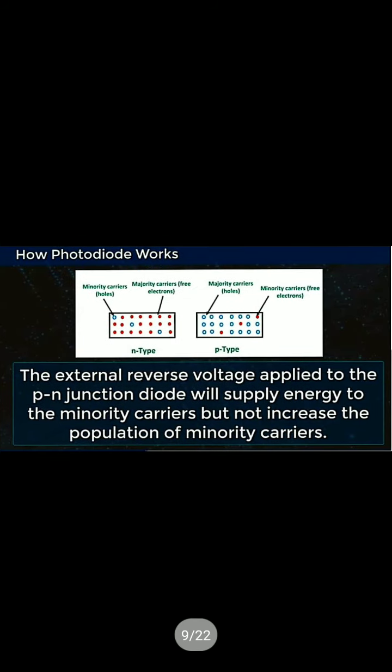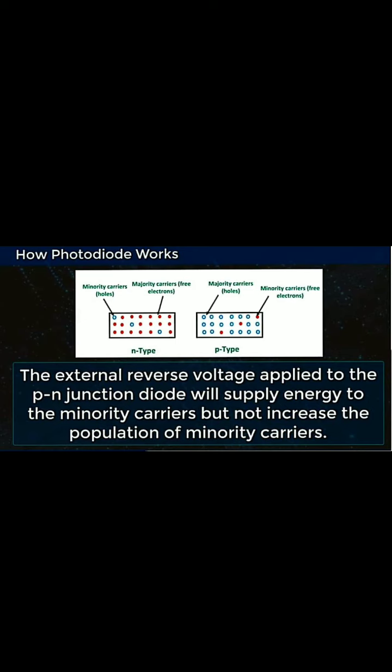Let's see. The external reverse voltage applied to the PN junction diode supplies energy to the minority carriers but does not increase the population of minority carriers. They will gain the energy as we increase the external reverse voltage, but their population, the amount of minority charge carriers, does not increase.